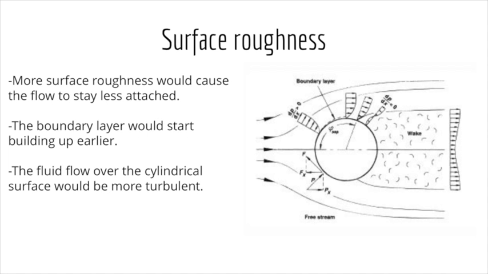Surface roughness. More surface roughness would cause the flow to stay less attached. The boundary layer would start building up earlier, and the fluid flow over the cylindrical surface would be more turbulent. This is the reason why a tape was used at the second part of the lab and forced the boundary layer turbulent flow to start at the tape location.